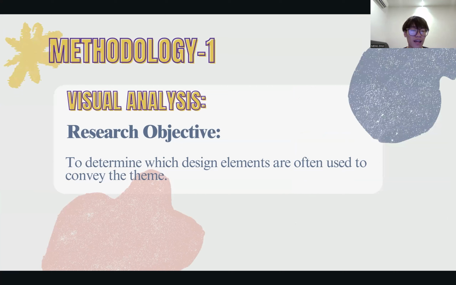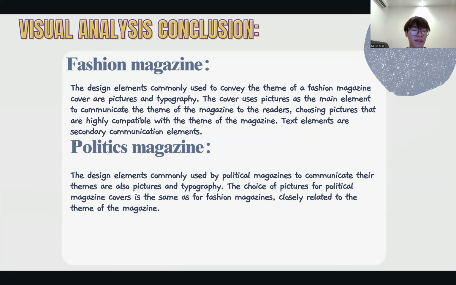And for my visual analysis, the research objective is to determine which design elements are often used to convey the theme. So this is my visual analysis conclusion. For fashion magazine, the design elements commonly used to convey the theme of a fashion magazine cover are picture and typography. The cover uses pictures as the main elements to communicate the theme of the magazine to the readers, choosing pictures that are highly compatible with the theme of the magazine. Text elements are secondary communication elements.